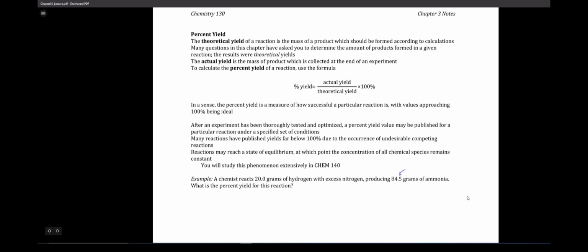It says that they actually got 84.5. Does that make sense? So it'd be the actual yield? Yeah, that's the actual yield, because they're telling you their results. Without doing any calculations, they said, this is what we actually got. What do I have to do to find the theoretical yield?